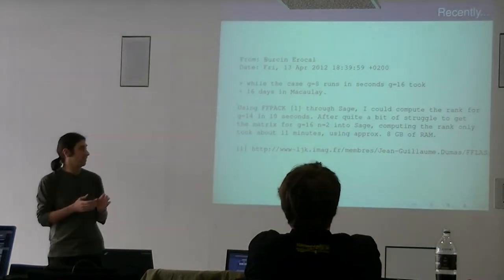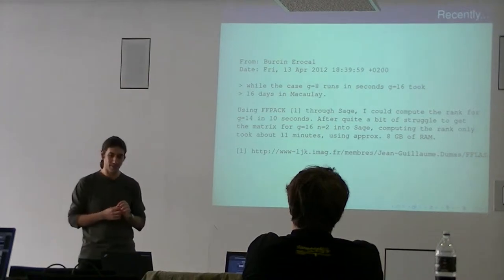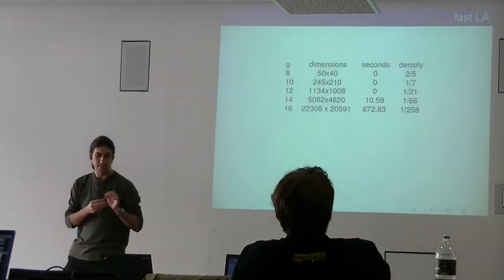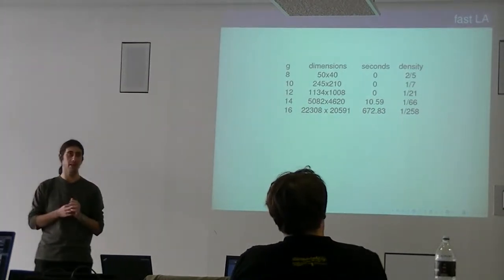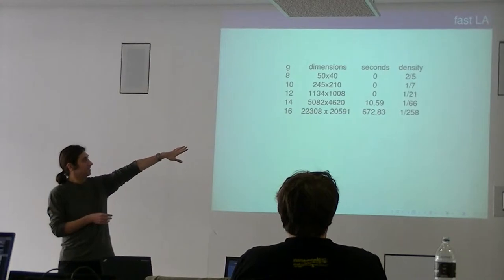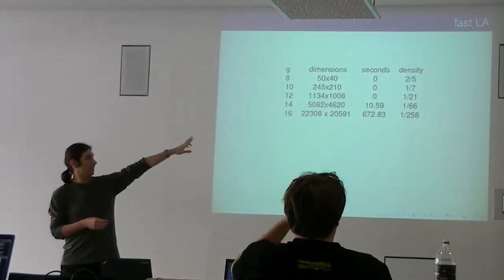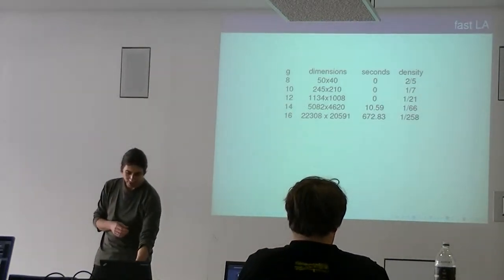So if you have access to the right tools, then it's easy to do, but then how do you get all these things? In this case, Sage solves the problem. But if you look at the timings, they are actually tiny matrices compared to the ones that we heard about now. The biggest one, 16, can be solved in about 11 minutes. And I noticed that the density is decreasing as you increase the genus.